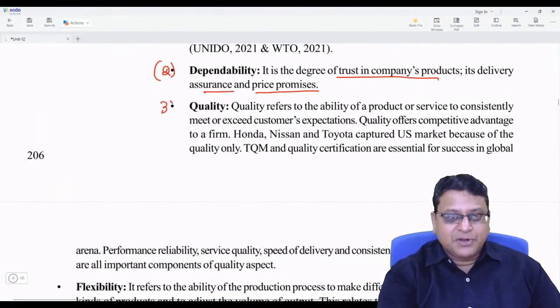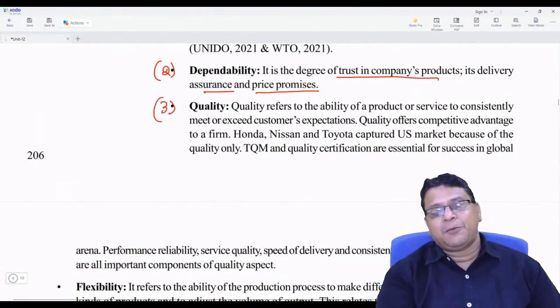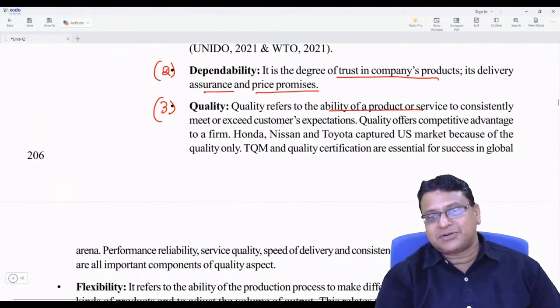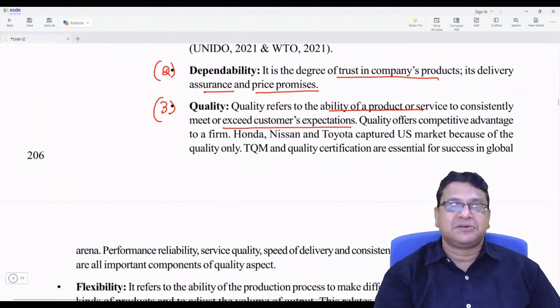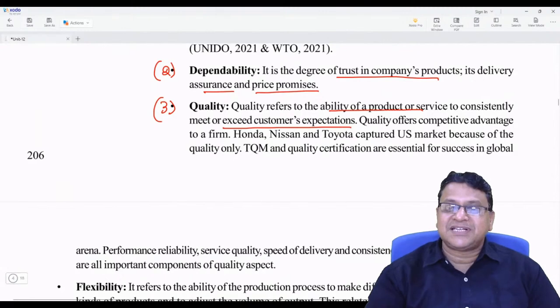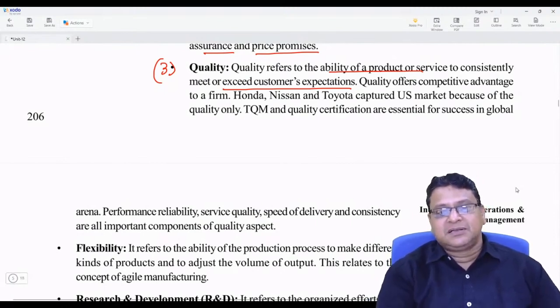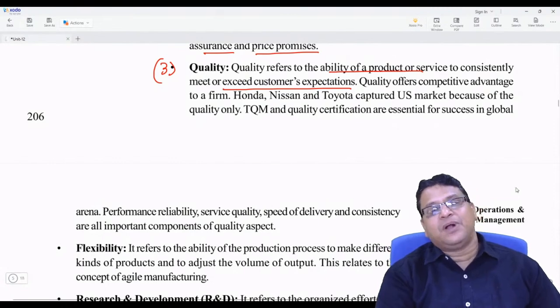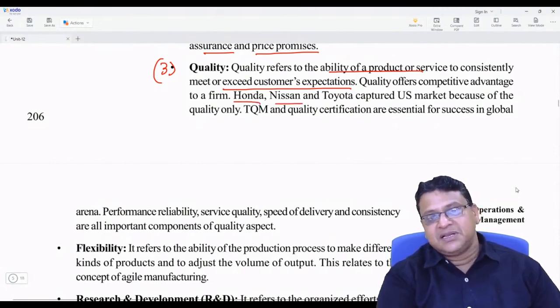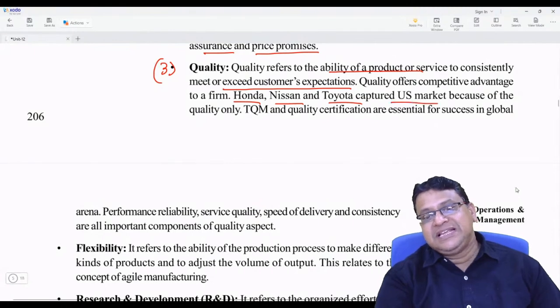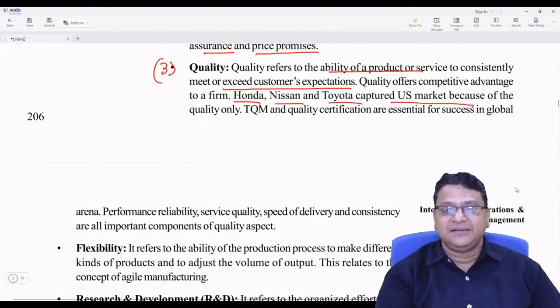Third one is the production must be qualitative. The product must be qualitative one. Quality is the ability of a product to meet or exceed customers' expectation. Customers के expectation से ज़्यादा देना, इसको बोलते हैं quality. Because of quality, many automakers of Japan has kept their footprint throughout the world. Like Honda, Nissan, Toyota, they captured the US market because of quality.